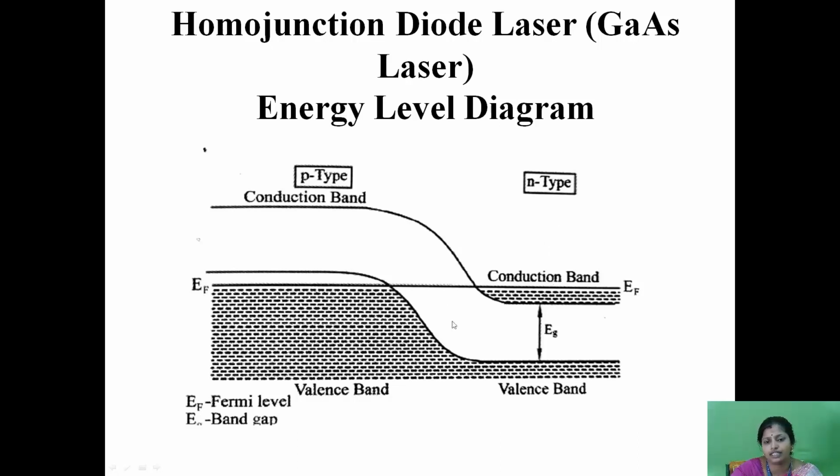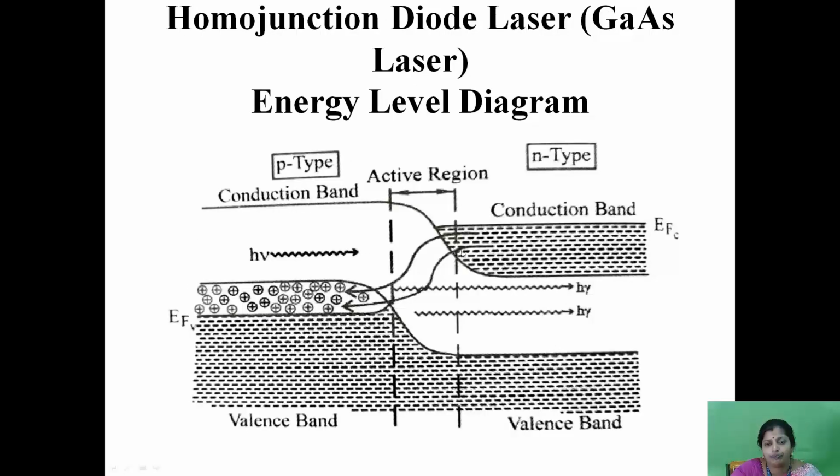The Fermi energy lies in between the gap, between the conduction band and the valence band energy levels. The forbidden energy gap is in between. Electrons move from the conduction band and holes move from the valence band. When these electrons and holes recombine, laser beams are emitted.